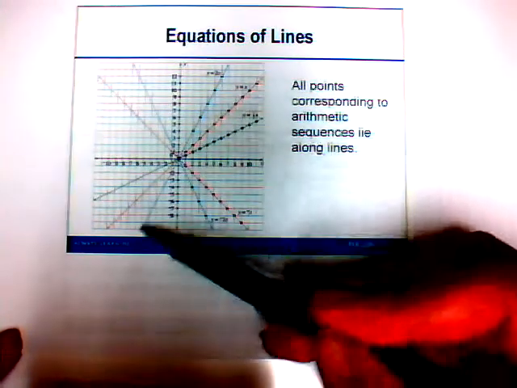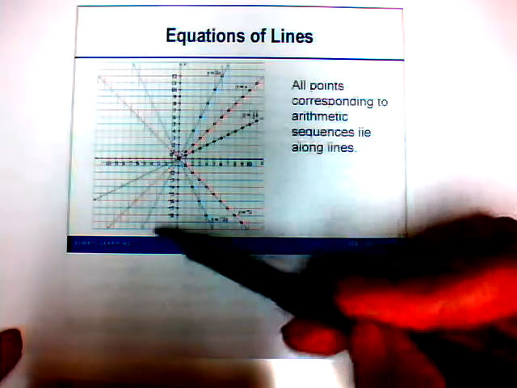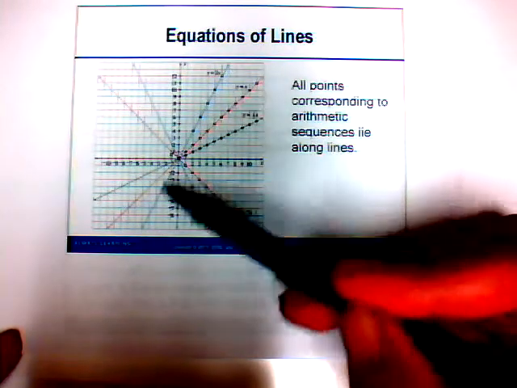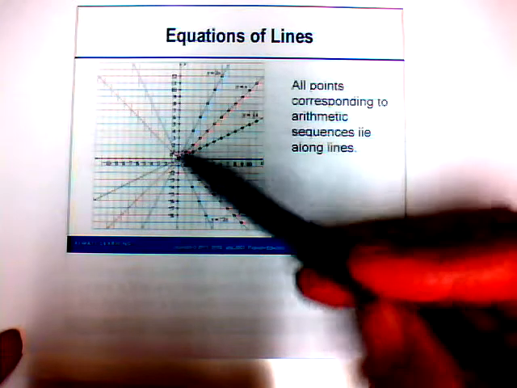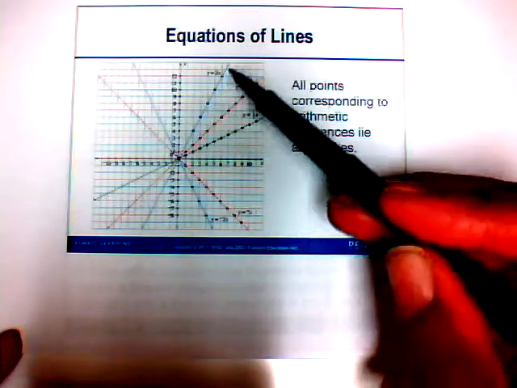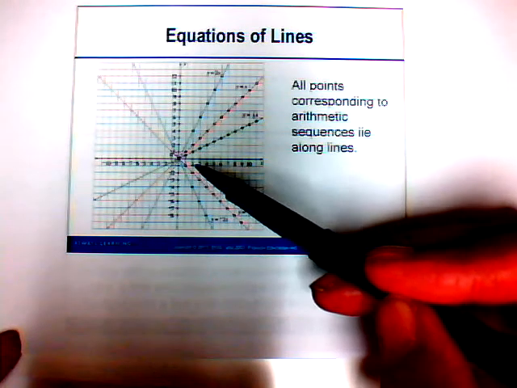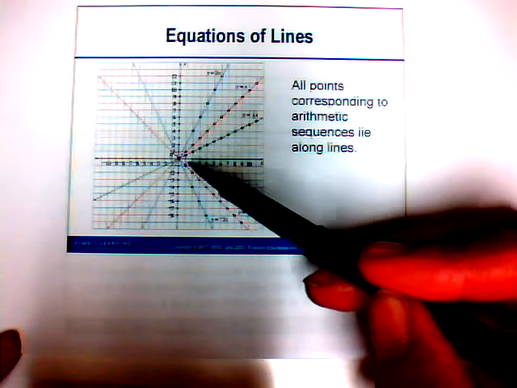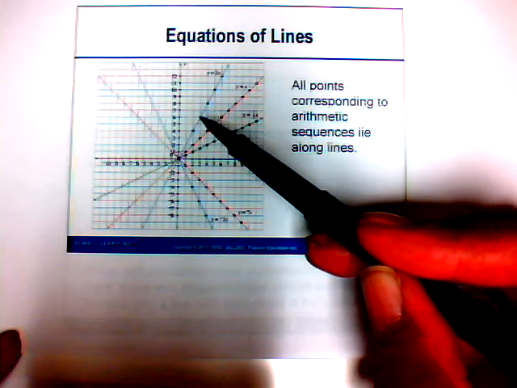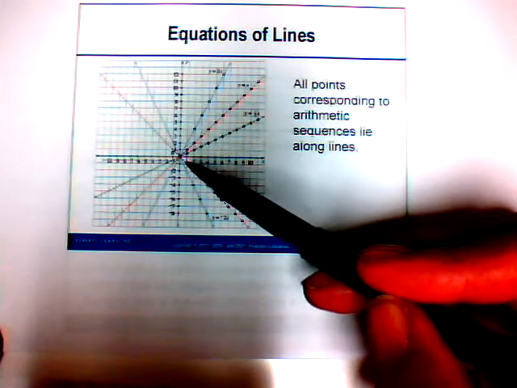This one in blue is y is equal to 2x. That means you take whatever your x value is and double it. That means if x is 1, y is going to be equal to 2. If x is equal to 2, y will be equal to 4. If x is equal to 3, y is equal to 6, and so on.